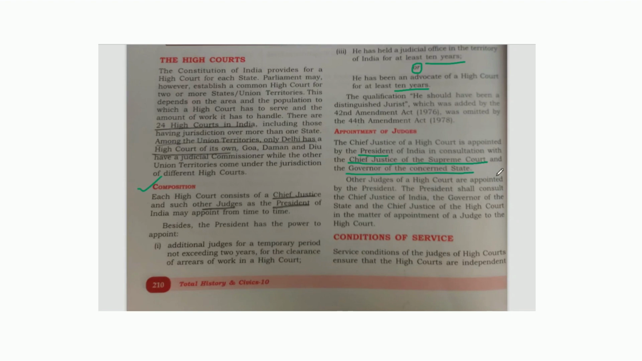Then after selection of the Chief Justice, he appoints the other judges of the High Court also. Now, President shall consult the Chief Justice of India, the governor of the state, and of course the person whom he has appointed as the chief justice of that high court, in order to appoint the other judges of the high court. I hope this is clear.